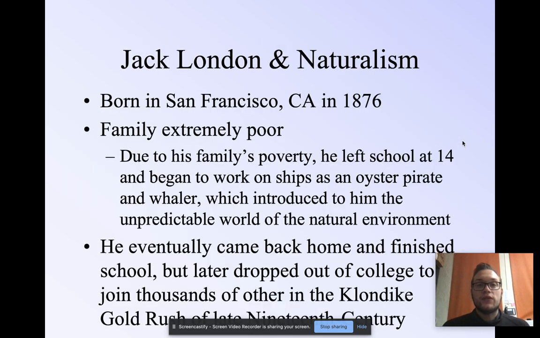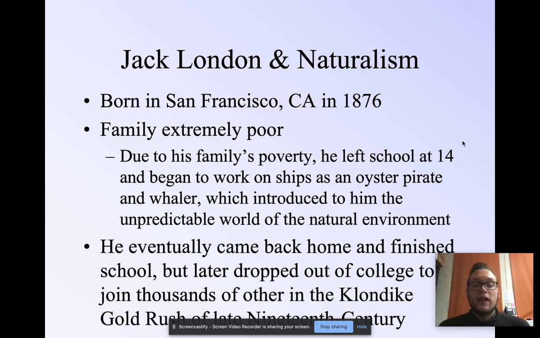Before we get too settled into the story of The Call of the Wild, we have to first talk about who wrote the book, what style he wrote the book in, and some of the common characteristics of this sort of style of writing in the first place. So, a little bit about Jack London.